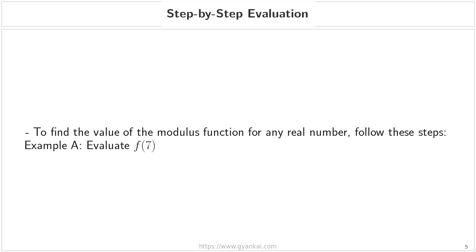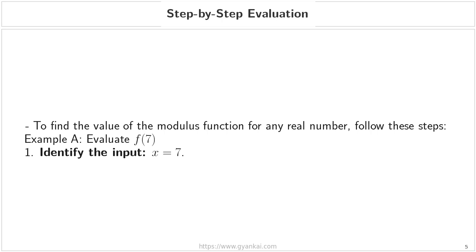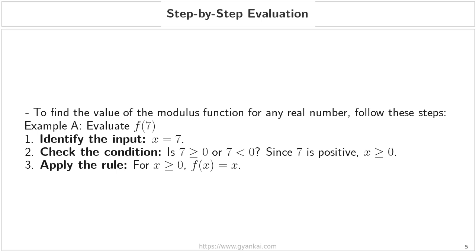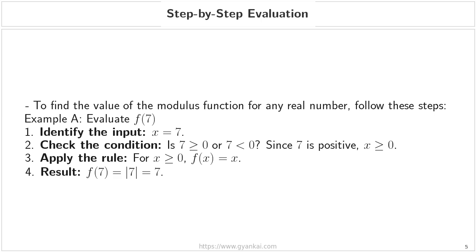Let's look at example A, where we want to evaluate f of 7. First, identify your input, which is x equals 7. Next, we check our conditions from the definition we saw earlier. Is 7 greater than or equal to 0, or is 7 less than 0? Since 7 is a positive number, we know it falls into the first case, where x is greater than or equal to 0. Because of this, we apply the corresponding rule, which tells us that f of x equals x. So our final result is f of 7, which is the modulus of 7 equals 7.